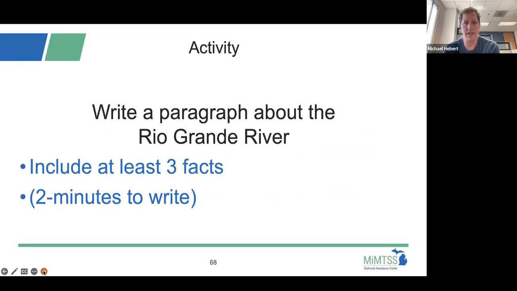So one of the things I'd like you to do right now is write a paragraph about the Rio Grande River, right? I'm just going to have you write about something. I'm going to give you a couple minutes to write. I want you to include at least three facts about the Rio Grande River. Just write for 2 minutes. Go ahead and take a minute to either type or write using paper and pencil about the Rio Grande River. And then we'll talk about what happens when we assign these kinds of tasks.